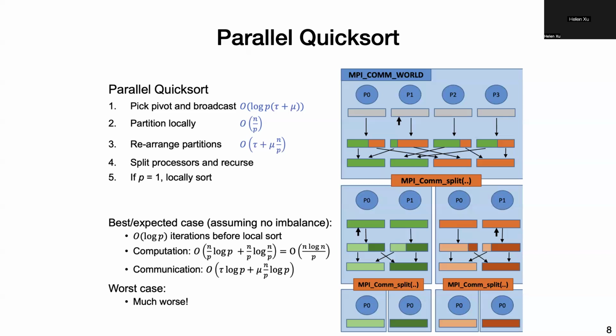Communication time: you have log p rounds of cutting. Each one has to communicate n over p elements, so that's tau plus mu n over p. This could be worse, since it depends on log p being the number of levels of your recursion. If it's cut unevenly, then you may have at worst p levels of cutting, because in the worst case you get one processor each time. Does that make sense?